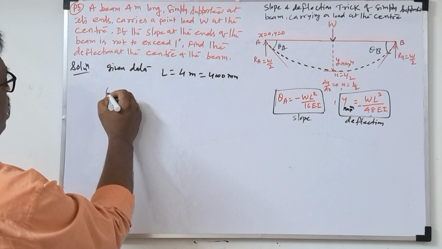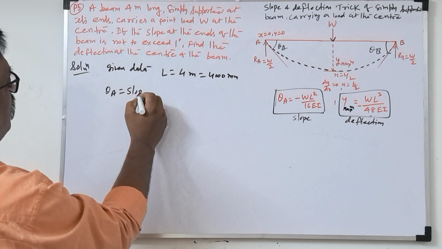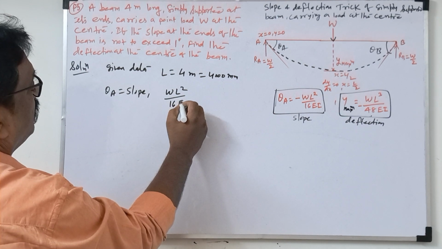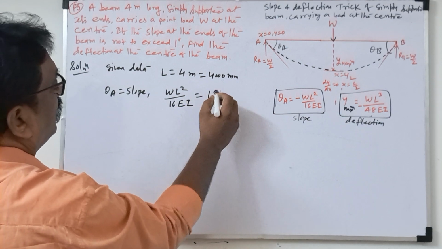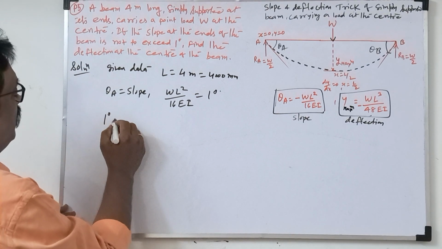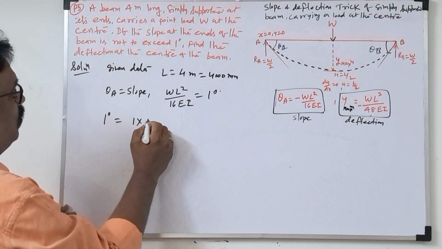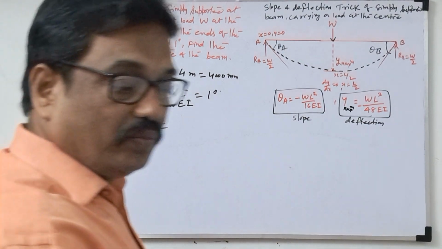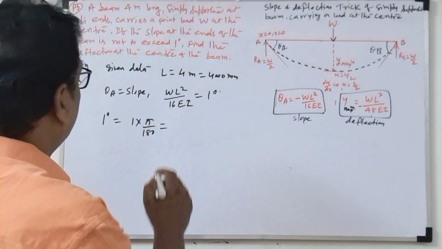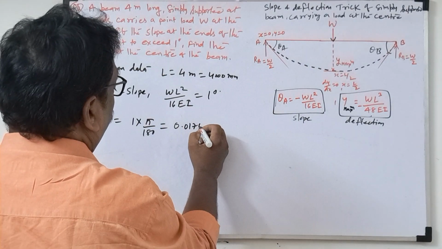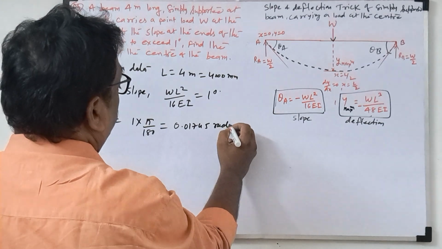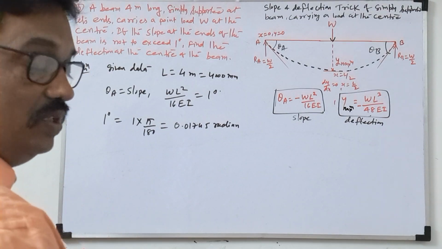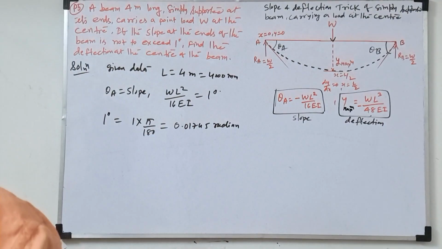So the given slope, that is theta A, or you can write slope, WL square by 16 EI is equal to 1 degree. First, what we'll do, 1 degree we will convert into radian. So 1 into pi by 180. This way we can convert into radian, and this value will be 0.01745 radian. Okay, so we converted it into radian.